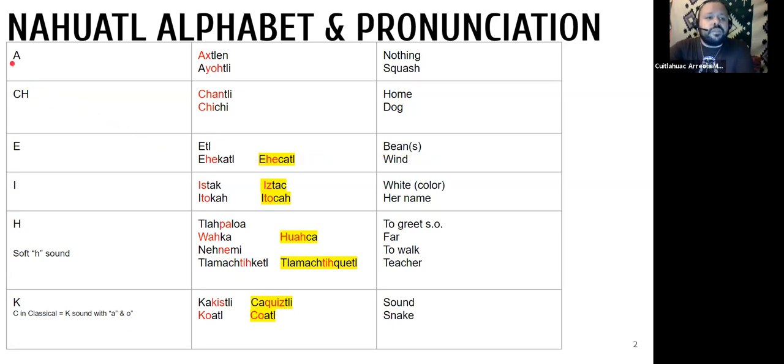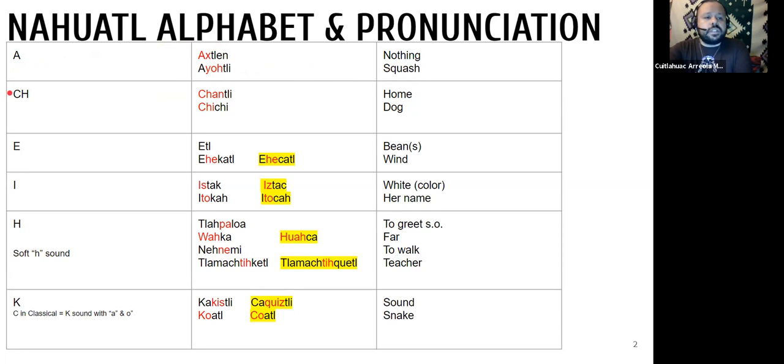So the first sound we have here is ah, right? And this sound will never change. It'll always be ah. Ashlen, ashlen, ayochtli. Right, as I go along, you can go ahead and look at what it means on the right column.